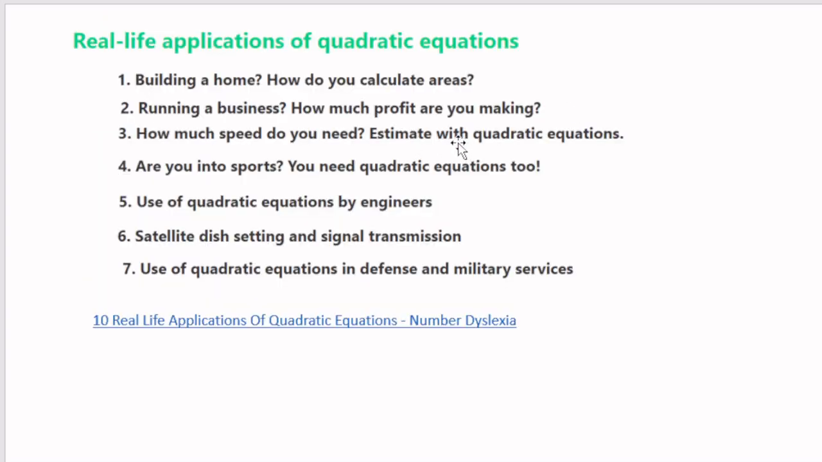Like building a home, how do you calculate the areas? While building a home, area calculation is important. Running a business, profit and loss, we have to calculate that. Speed of anything, any vehicle, speed of astronauts, anything can be calculated. Similarly, engineers can use quadratic equations. Satellites also utilize quadratic equations, even in the defense sector. There are multiple uses.